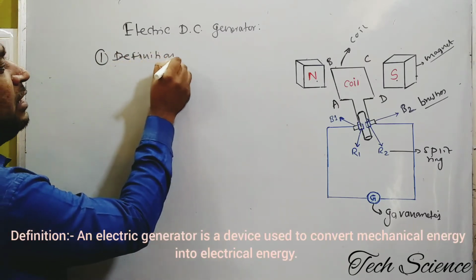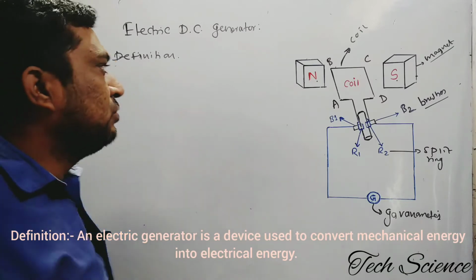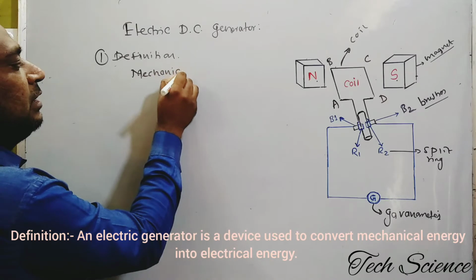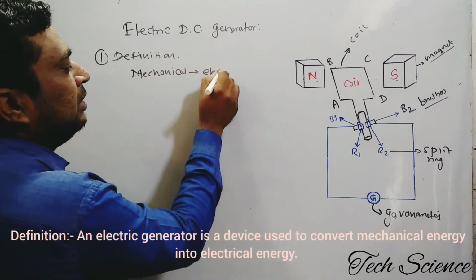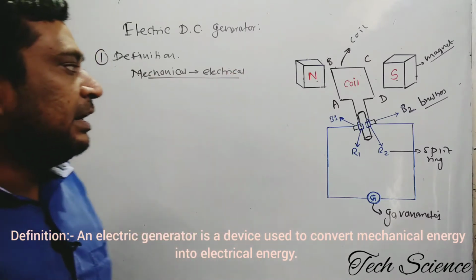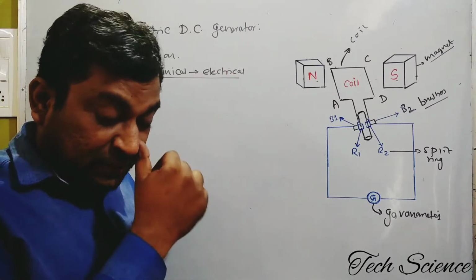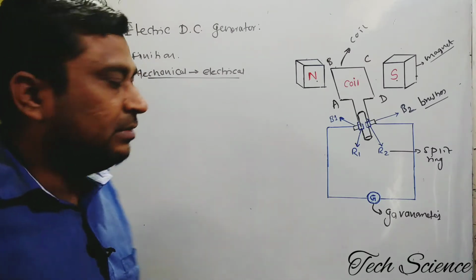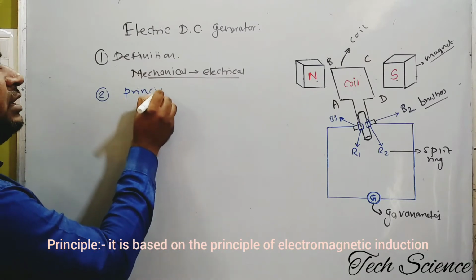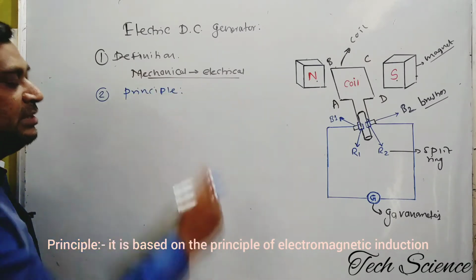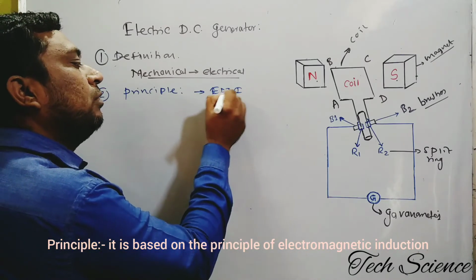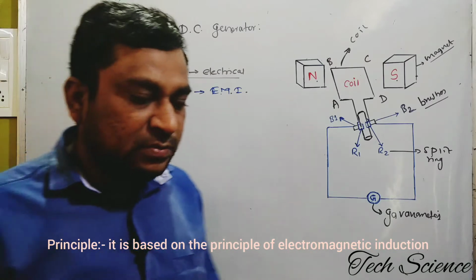What is the definition? An electric generator is a device which is used to convert mechanical energy into electrical energy. It may be AC or DC, that is a different thing. Second, what about the principle? On which principle do they work? Both AC and DC electric generators work on the principle of electromagnetic induction.